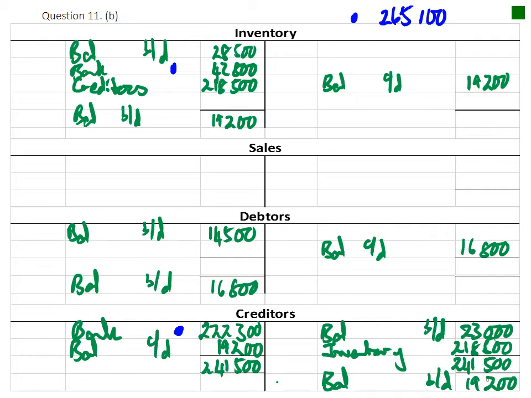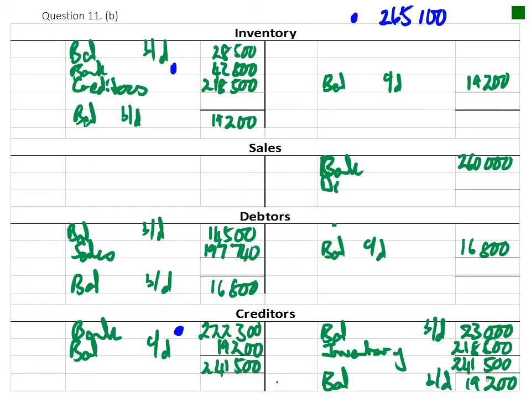Then if we go and fill in the sales amounts, we are going to first of all show cash sales, where we are going to credit the sales account and debit bank with 260,000, because that is the amount of cash sales. And then the amount of sales on credit, we are going to debit the debtors account and credit the sales account, because now the debtors owe us another 197,740.